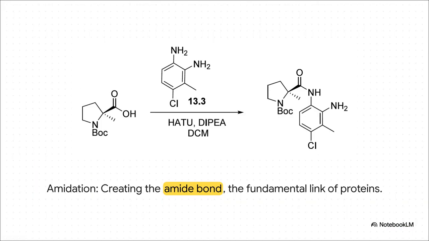And some of these connections, they're more important than others. This reaction here is called amidation. It forms something called an amide bond. And get this, that is the exact same bond that links amino acids together to make every single protein in your body. It is literally the fundamental Lego brick of life.